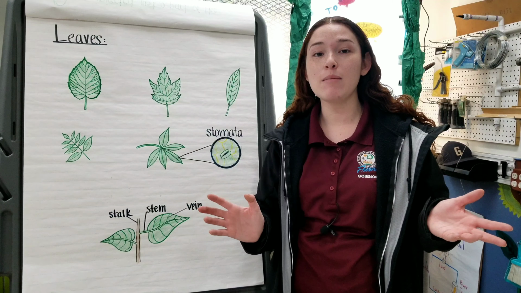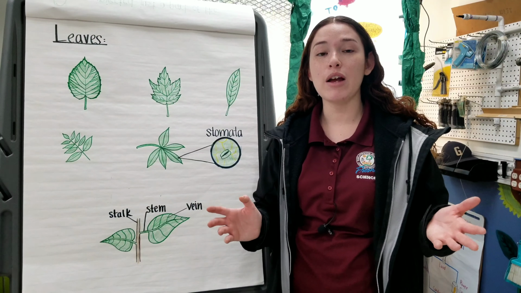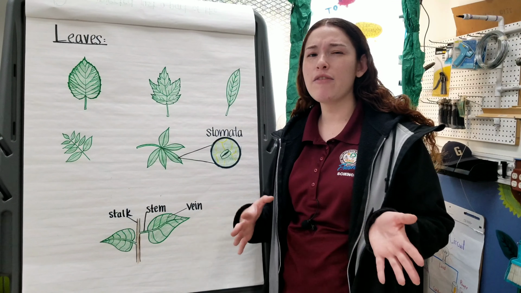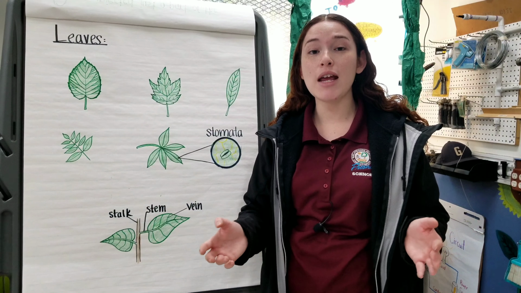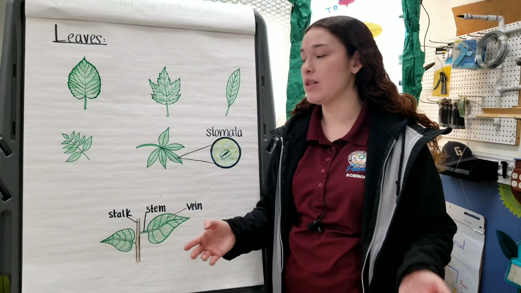The veins allow the leaf to stay open, to stay flat, and to move around in the direction of the sun. Maybe sometimes you'll notice that the leaves of a plant are facing a certain direction, but then at the end of the day they're kind of facing a different direction. That's because the leaves will move throughout the day with the sun, so that they can catch the most light energy possible from the sun.